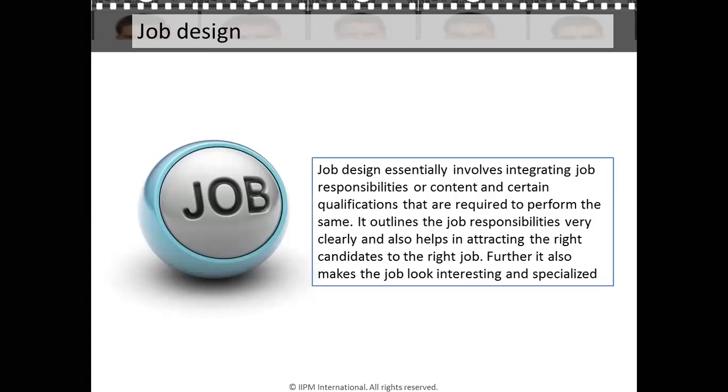Job design. Job design essentially involves integrating job responsibilities or content and certain qualifications that are required to perform the same. It outlines the job responsibilities very clearly and also helps in attracting the right candidates to the right job. Further, it also makes the job look interesting and specialized.